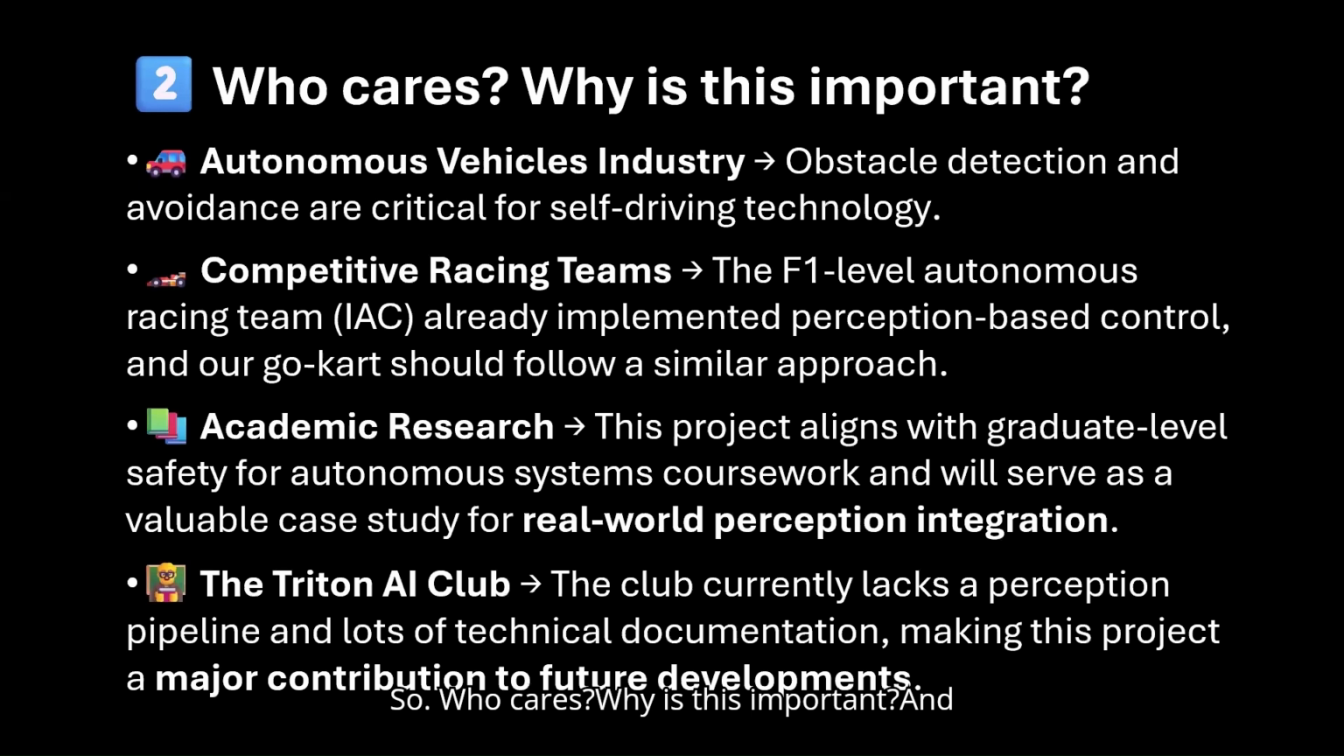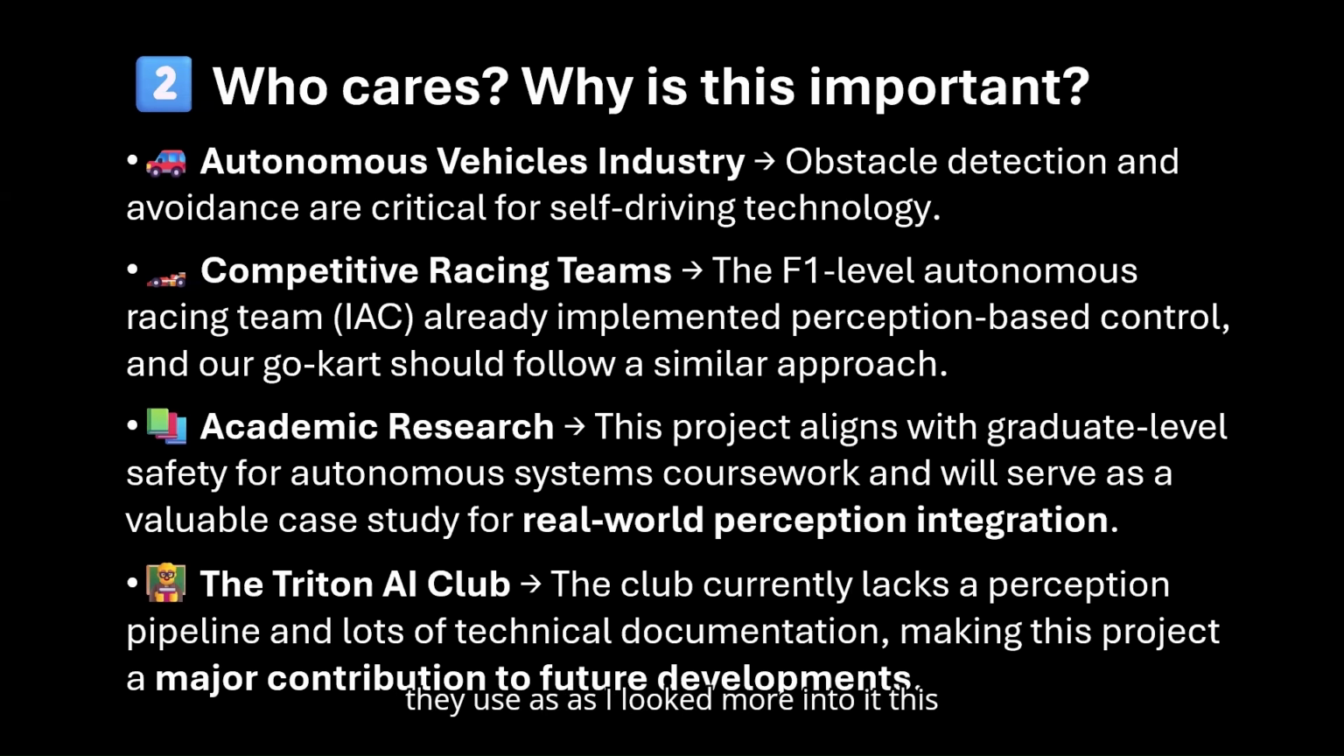So who cares? Why is this important? This was a question proposed by my professor for our project proposals. This is applicable to the autonomous vehicles industry. Obstacle detection and avoidance are critical for self-driving technologies. We have competitive racing teams. So the F1 level autonomous racing team, they race Indy cars, this is the IAC, Indy Autonomous Challenge. They already implemented perception-based control, and our go-kart should follow some sort of similar approach.